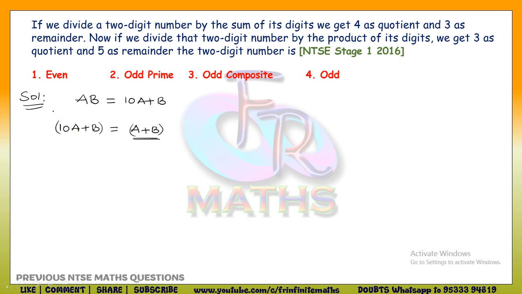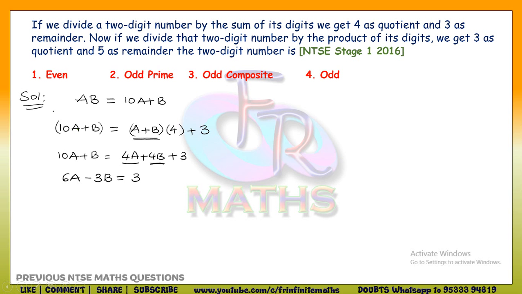This is nothing but my divisor. By using the division algorithm, I can write dividend is equal to divisor into quotient 4 plus remainder 3. Now when I simplify, I get 10A plus B is equal to 4 times A plus 4 times B plus 3. When I transpose everything, 10A minus 4A gives me 6A. Next, this 4B transposed to the left side gives B minus 4B, which is minus 3B, equal to 3.